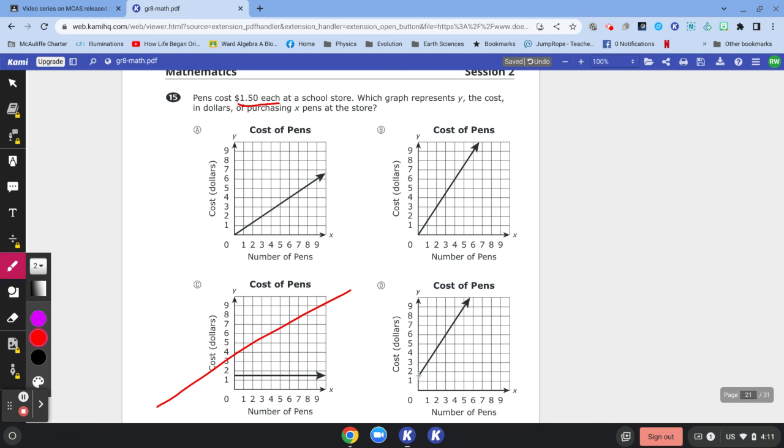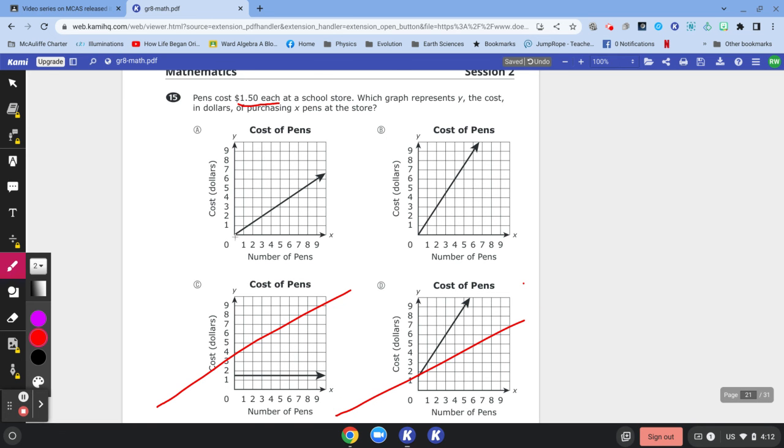D starts at a price of $1.50 with 0 pens and then goes up by a rate of $1.50 after that. However, that's not how this is working. We haven't been told that we're charged $1.50 just for walking in the store. So I should be getting 1 pen for $1.50 and 2 pens for $3 if the rate is $1.50 each. So this one is not it.